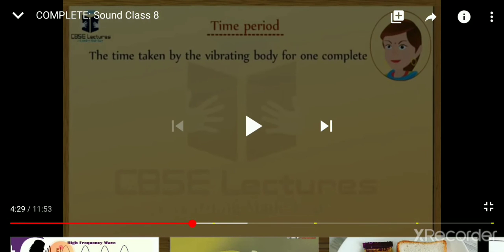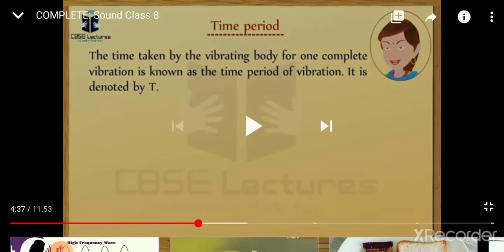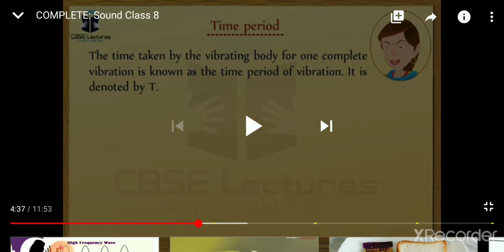Okay, so now what is time period? Time period means the time taken by the vibrating body for one complete vibration is known as the time period of vibration. It is denoted by T. That is, how much time the vibrating body takes to complete one vibration, that is the time period, and it is denoted by T.